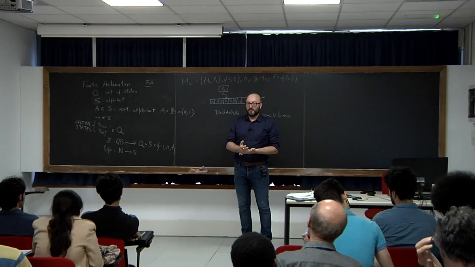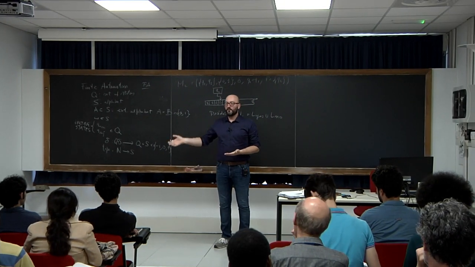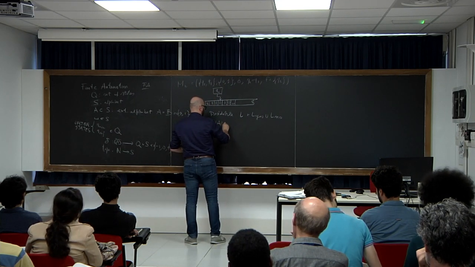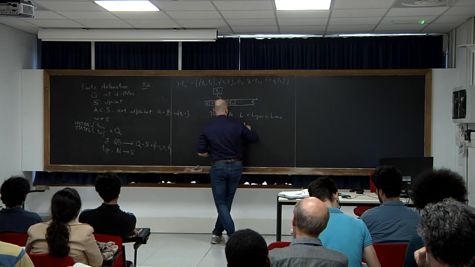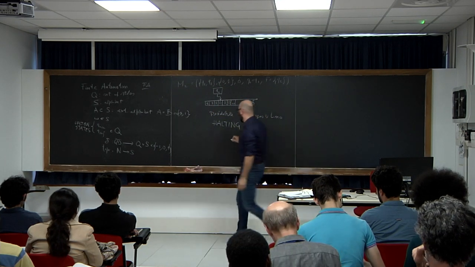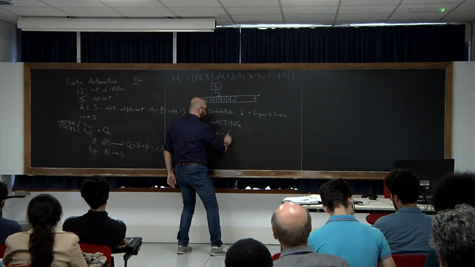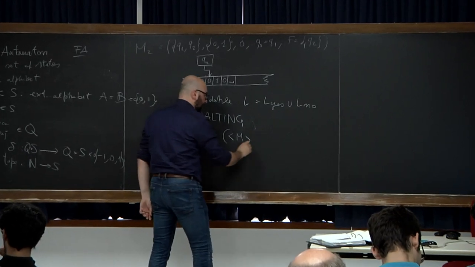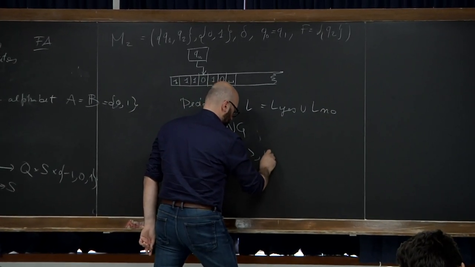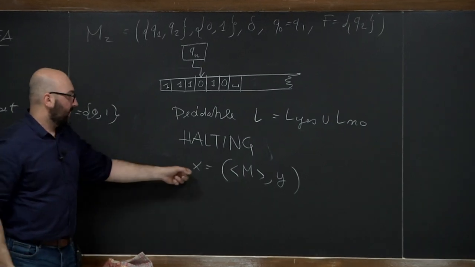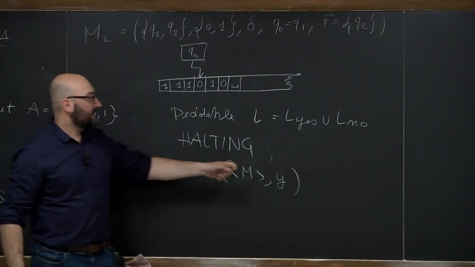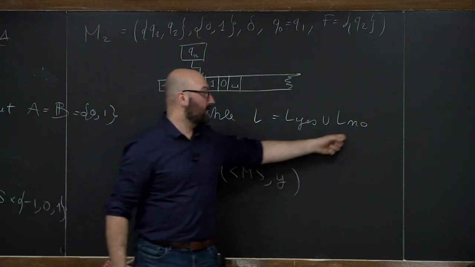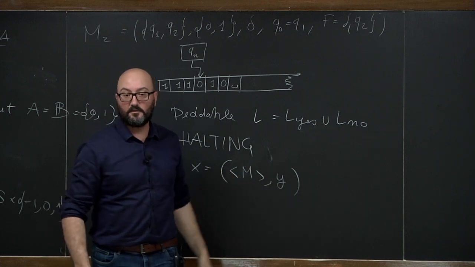Deciding whether a Turing machine on a given input will stop or loop forever is not decidable. Halting is the problem in which a bit string consists of a bitwise description of a Turing machine and an input. And x will be in L yes if the Turing machine will stop on the input. X will be in L no if the Turing machine will loop forever on the input.